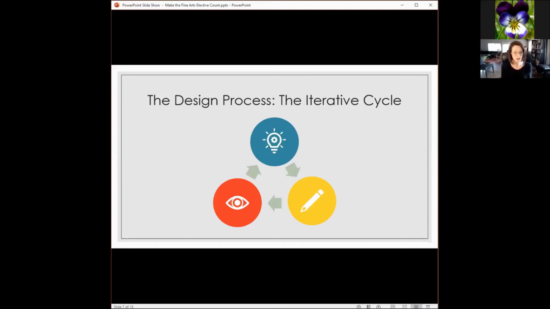And then we get a product. We get either a physical product or a digital product. And then we go through the cycle again. We look at it, we assess it, we analyze it, we talk about new strategies. So this is a process that all of our arts classes go through at some level.